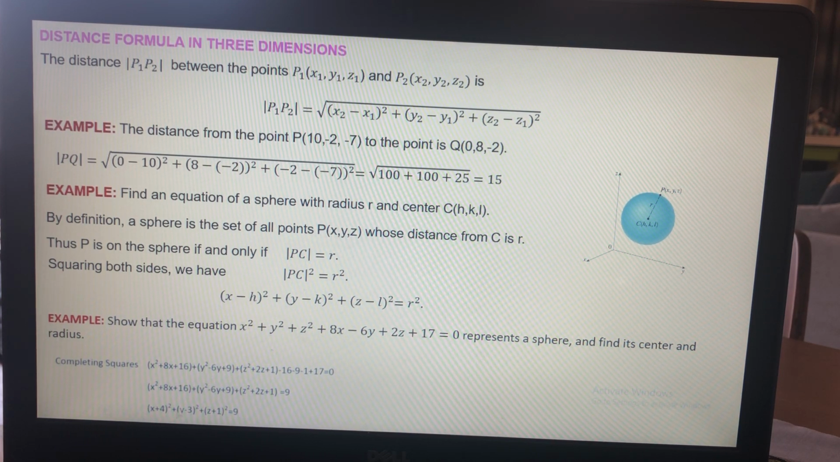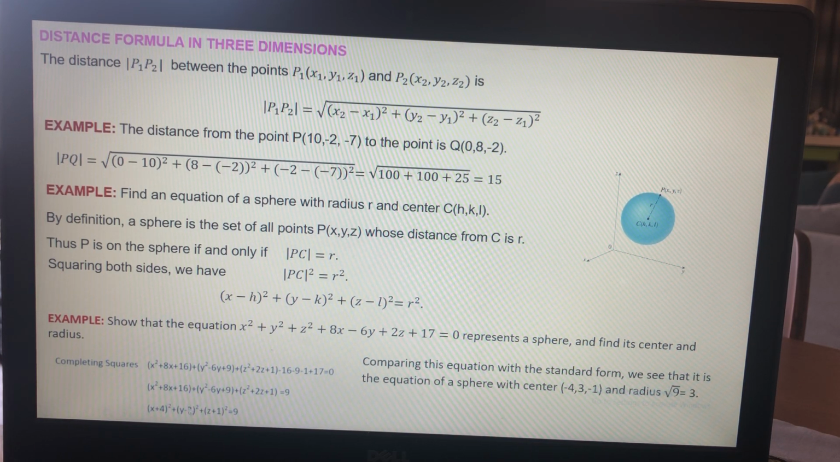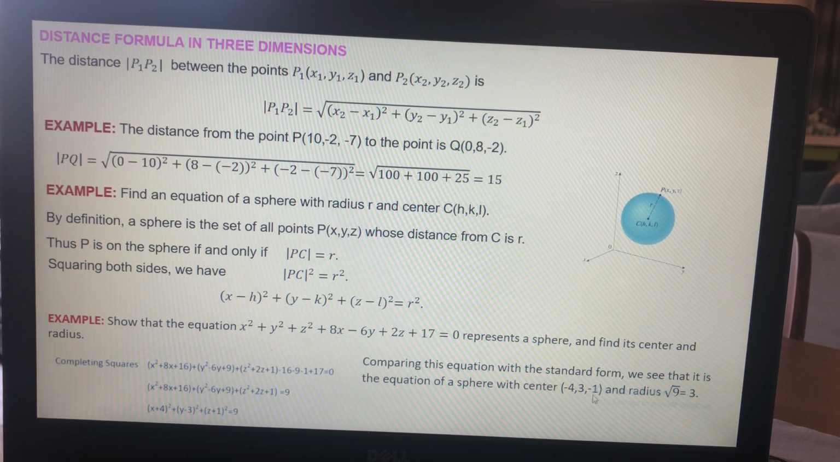As you can see, this is exactly the form of the equation of a sphere with center (h, k, l), which is (minus 4, 3, minus 1). The radius squared is 9, so r is 3. If you compare this equation with the standard form, you can see that the center is (minus 4, 3, minus 1) and the radius is 3. Okay? This is how you can go from the general form of the equation to the sphere. And I assure you that I will ask one question in your midterm in that way. Please make sure that you understand it.